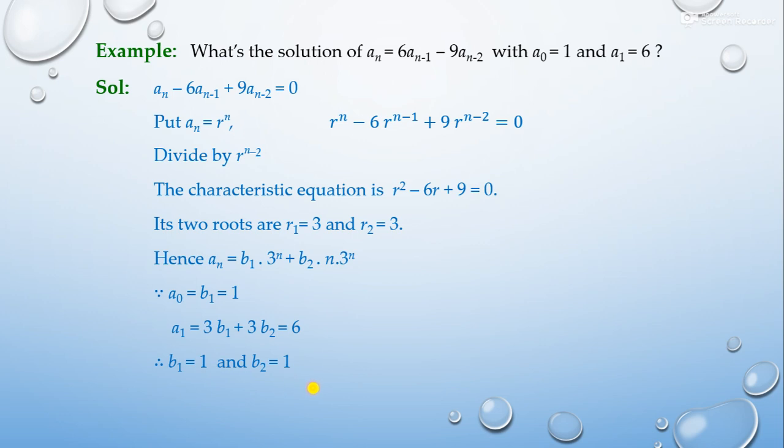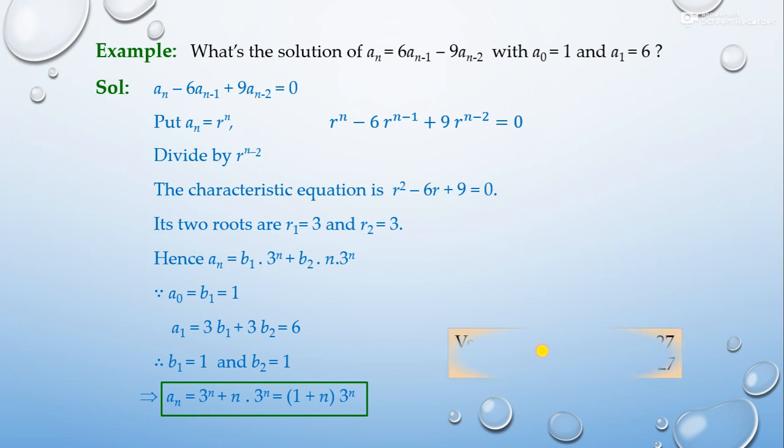So now what is our solution? Our solution a_n is: here you have to put the values of b1 and b2, so you will get 3 raised to the power n plus n times 3 raised to the power n, or you can write this in the form (1 + n) 3 raised to the power n.